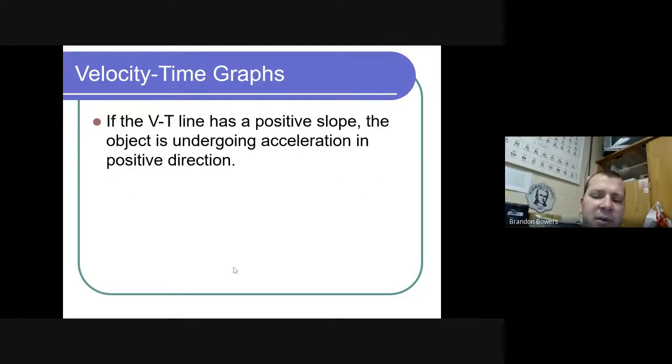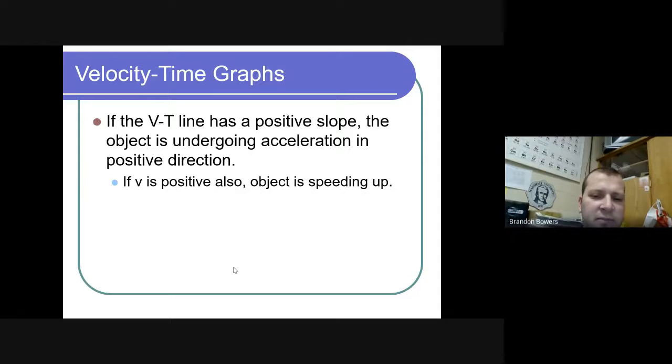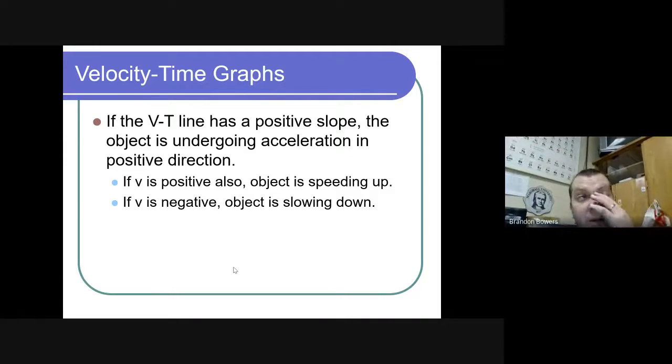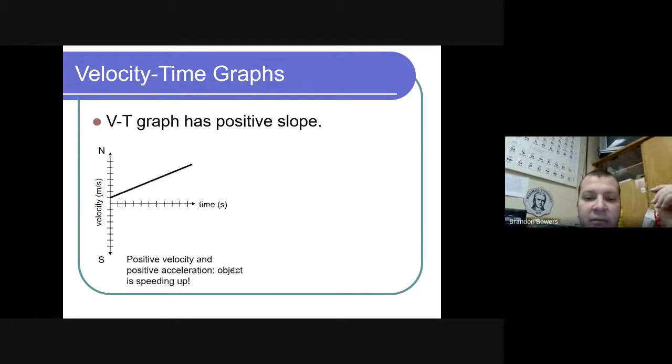Whenever it has a positive slope, the object is undergoing acceleration in the positive direction. If velocity is also positive, it's speeding up. If the velocity is negative, it's slowing down. So if the two directions are flip-flopped, that means it's going to slow down, whereas if they're both positive, they would speed up. Here's an example.